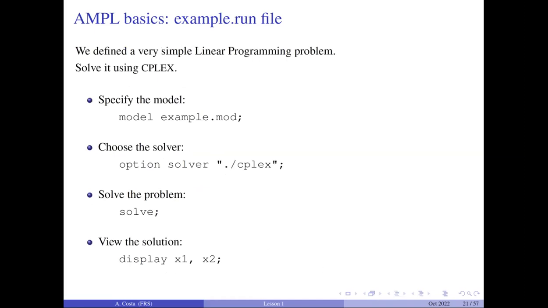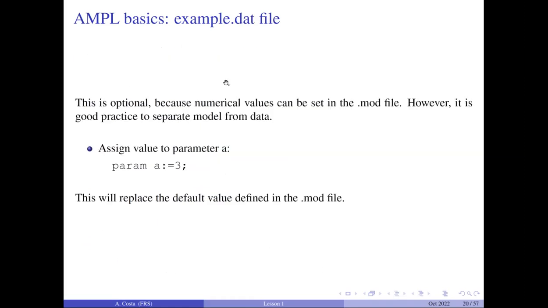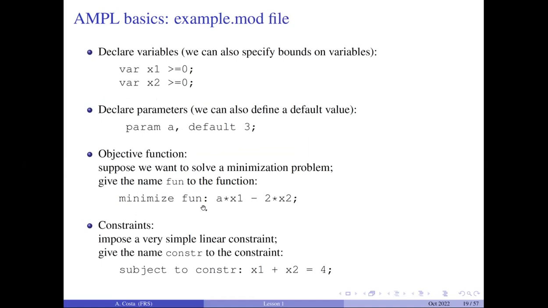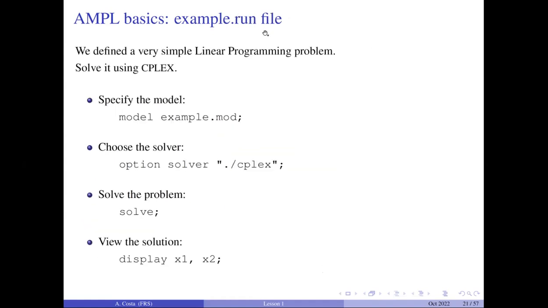Then finally, the run file. As I said, in the run file, we need to do a few things. We need to tell AMPL what is the model. So imagine the mod file, this one, with all these, the variables, parameter, the objective, and constraint. We call it example.mod. So we tell AMPL, look, the model is example.mod. Data file, in this case, there is no data. Then we have to tell AMPL which solver we want to use. In this case, we use CPLEX. Then we tell AMPL that we want to solve the problem. And then we tell AMPL to show the value of the variables, in this case, x1 and x2.